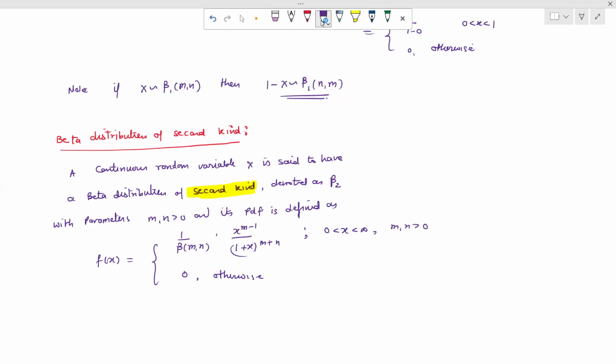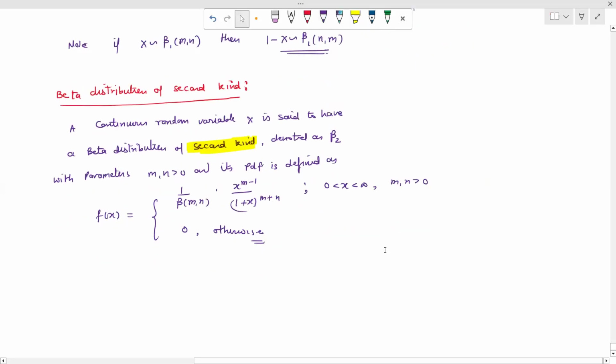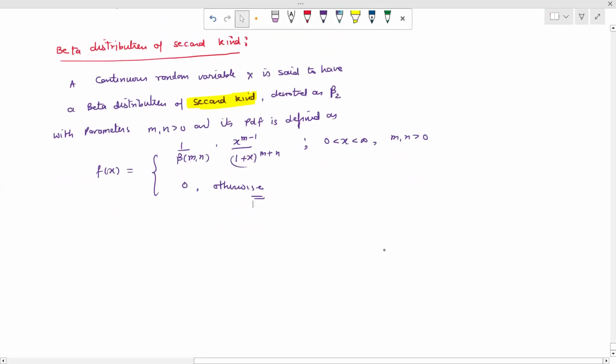So first kind is defined for a finite interval, second kind for infinite, 0 to infinity. So we can say that random variable x follows the beta distribution of second kind.